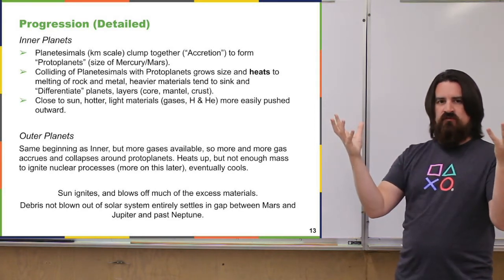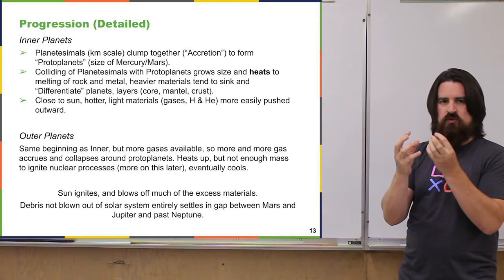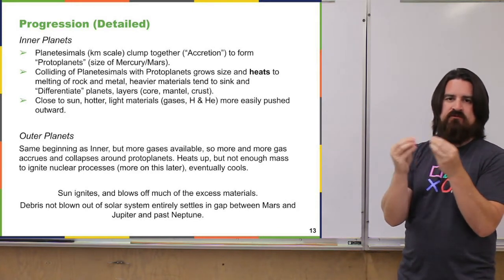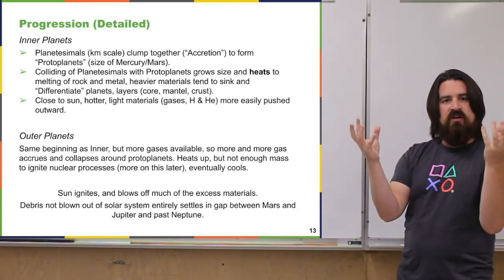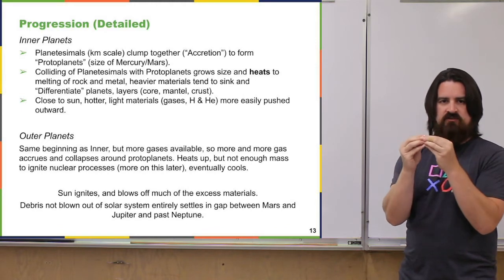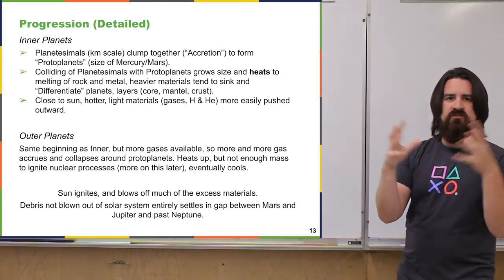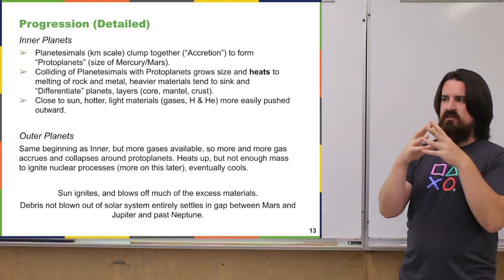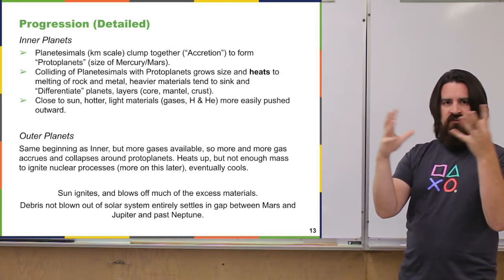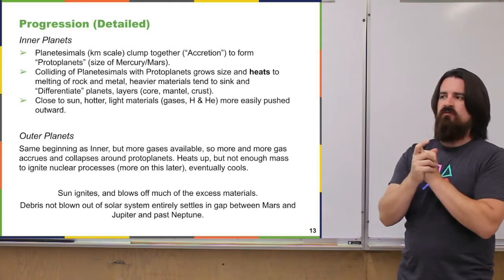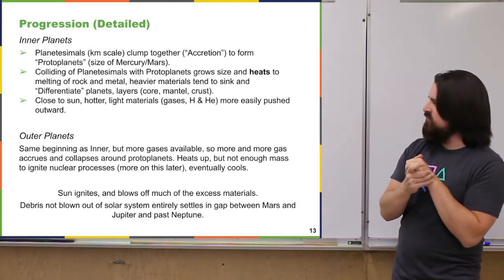will tend to sink towards the center of the protoplanets. We end up with a lot of the metals towards the center of these objects, and outside of that are the next heavier things like the silicates and rock, and then on the very outside, whatever the very light stuff is, hydrogen and helium.